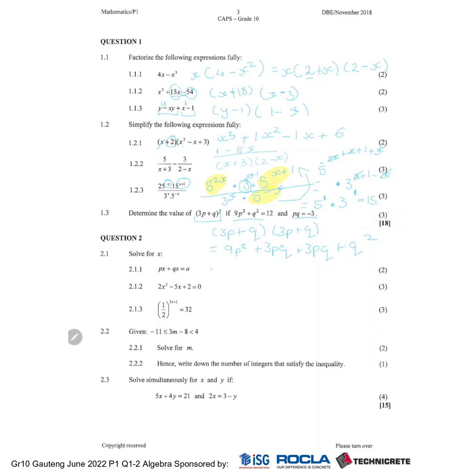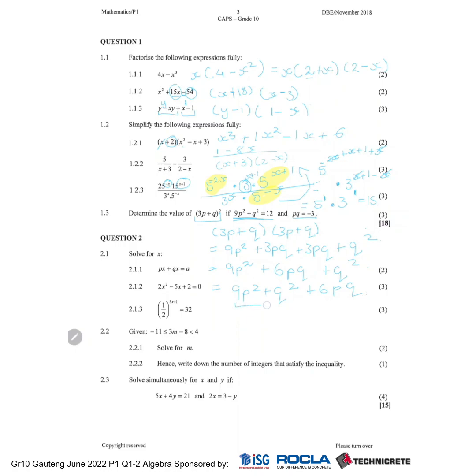So then if we're going to simplify it even further, well not simplify, expand, well solve it further, 9p squared plus 6pq plus q squared. Okay. Now let's arrange this a bit more nicely so it fits into what we have here. So 9p squared plus q squared plus 6pq.